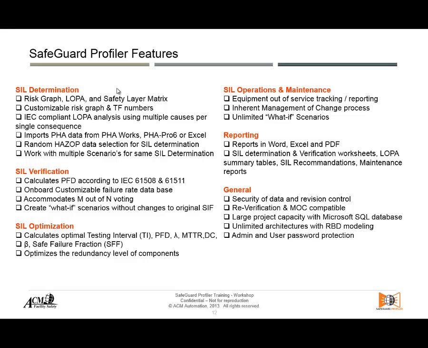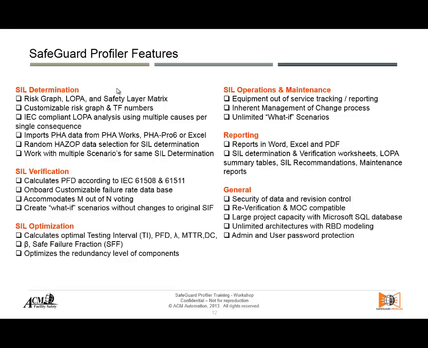Is 1 out of 3 better than 2 out of 3? Or what about the 3 out of 3? So the tool is automatically calculating this for you in real time right away. So you don't have to stop and do external calculations. The tool is dynamically giving all those values, and that's what we call optimization of that safety instrumented function elements, right? Then later on, continuing with the operations and maintenance, so we have to maintain that safety integrity level.